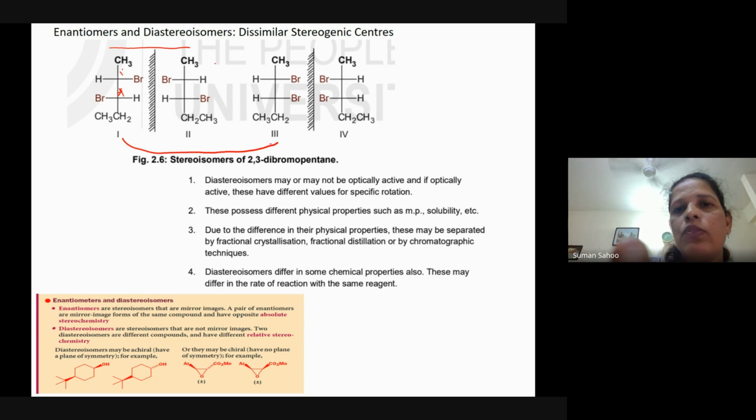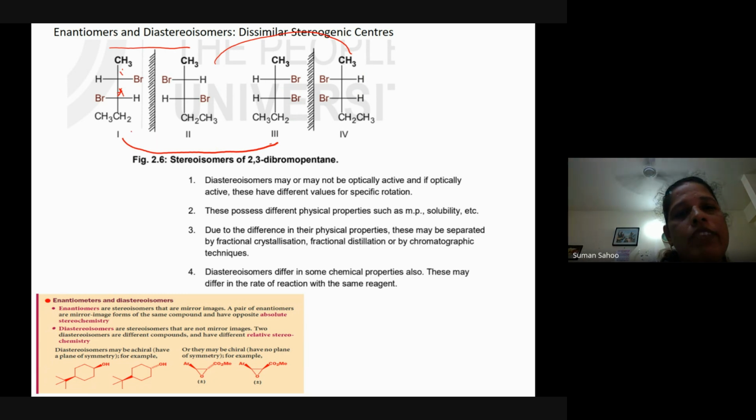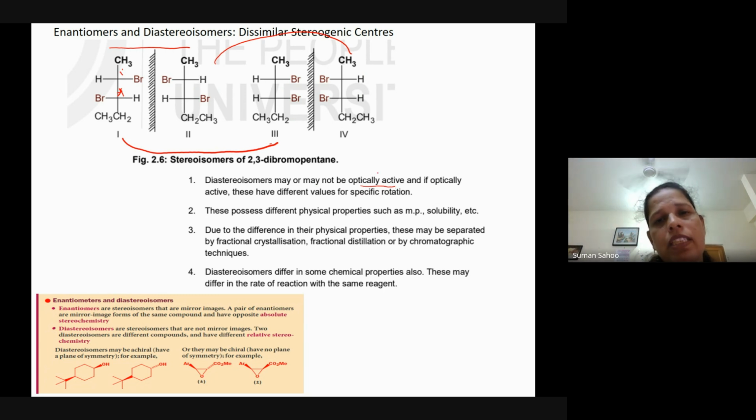Even this one is also a pair of diastereomers, because they are not mirror images. But they are also stereoisomers. Enantiomers have the same chemical properties, but diastereomers will have different chemical properties. Diastereomers may or may not be optically active. Here they are optically active, and we will see some diastereomers which are not optically active.